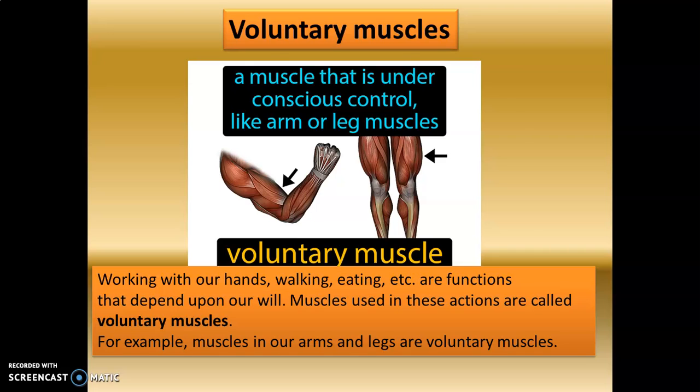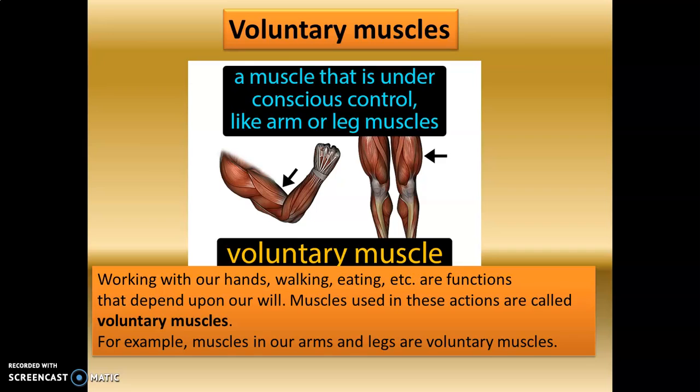The first is voluntary muscle. Now let's see what is the meaning of voluntary muscle. A voluntary muscle is under our conscious control, like the arm or leg. Now if I want to pick up the pen, I will take my hand there and I will pick up the pen as per my will, my conscious control. So the muscles of arms and legs, the action of these muscles is under our control. Their function depends upon our will.